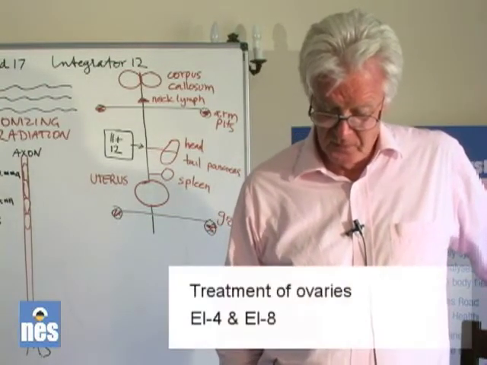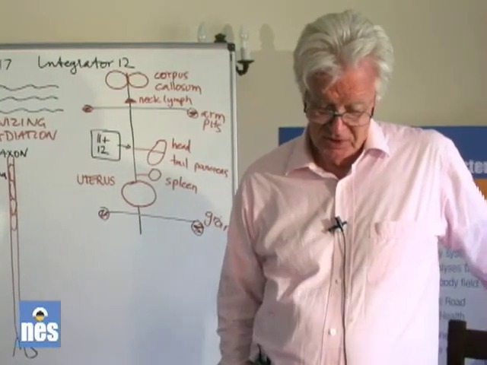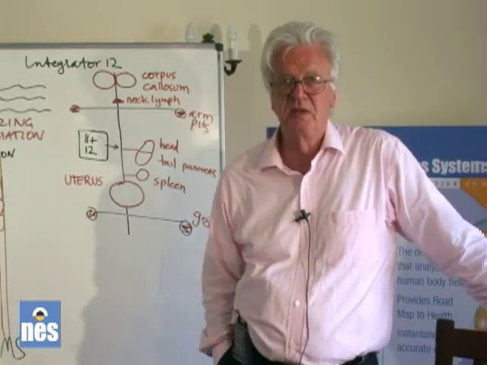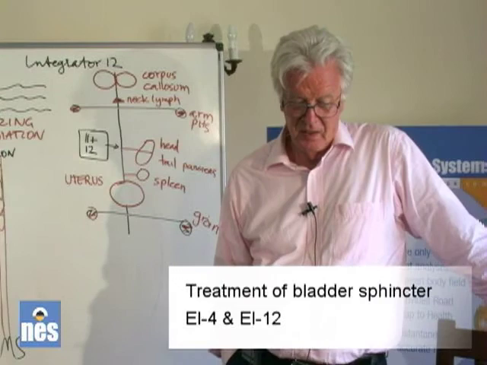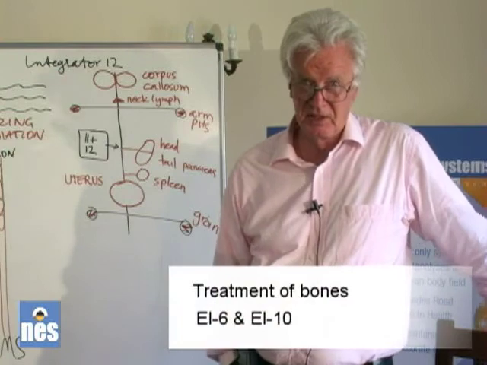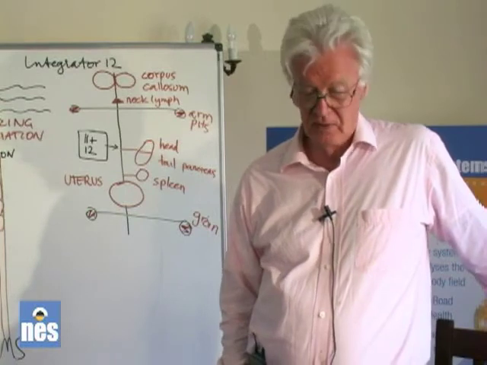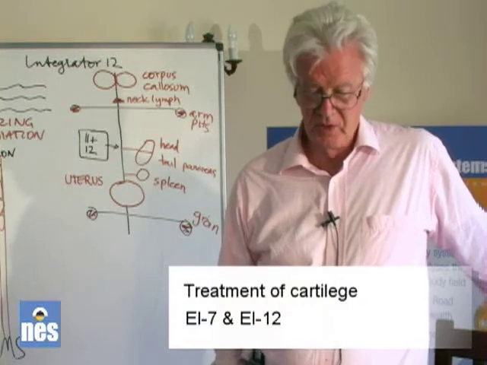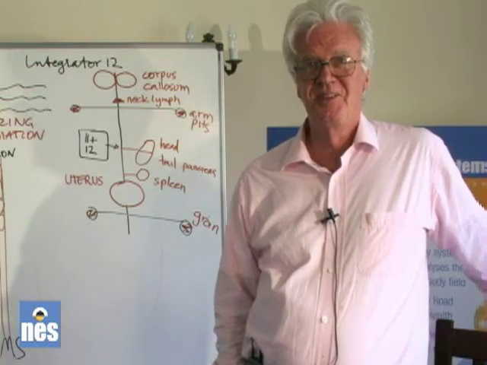Ovaries and corpus luteum are integrators 4 and 8 at the same treatment session. The sphincters of the body, in particular bladder sphincter, we're looking at, well, muscle sphincters all over the place. Integrators 4 and 12. For the bones themselves, we're looking at integrators 6 and 10. And for cartilage on the end of the long bone, for example, integrators 7 and 12 in the same treatment session. Well, that completes my talk on the integrators, and I hope you found this really useful.